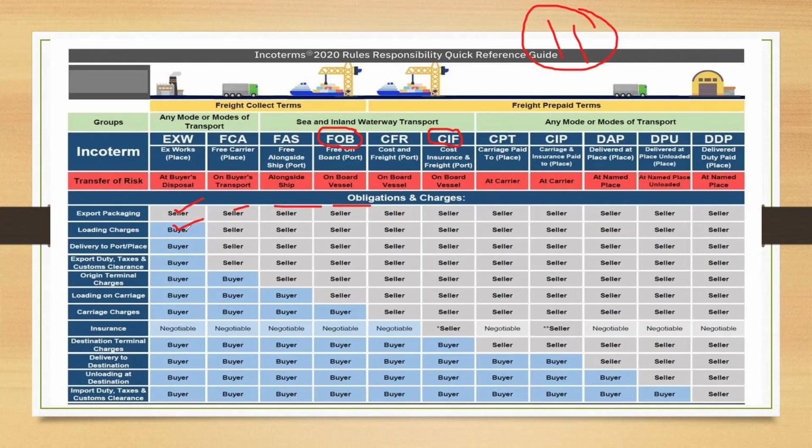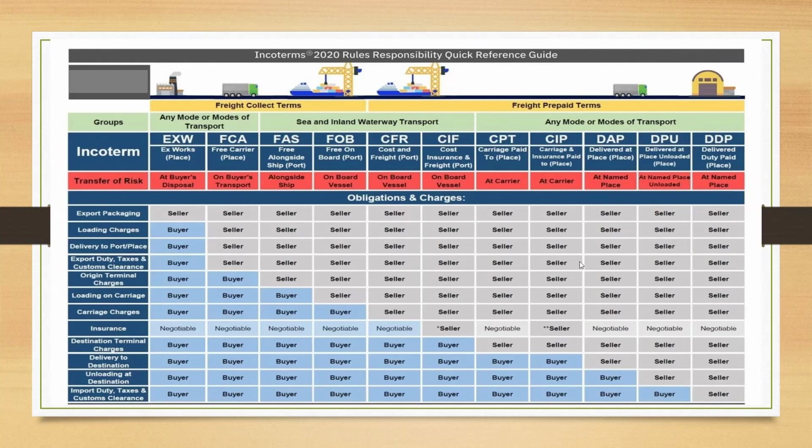Where the buyer's obligation lies is all mentioned in this chart. You can just pause the video, see the chart and get the understanding. I have already discussed this in another video. I will put the link of the video in the thumbnail. You can go for it.